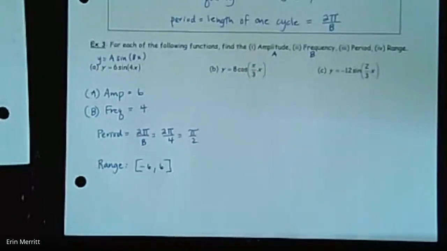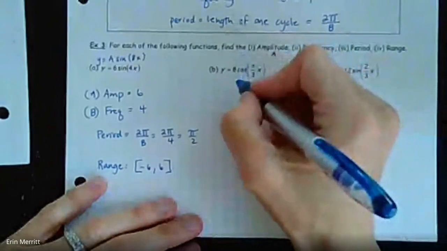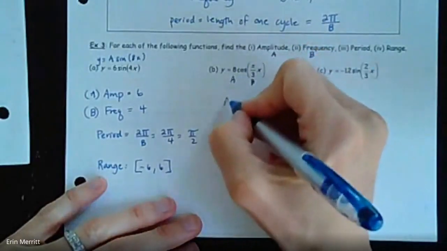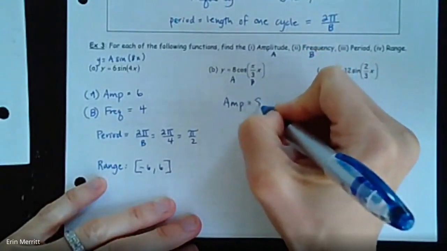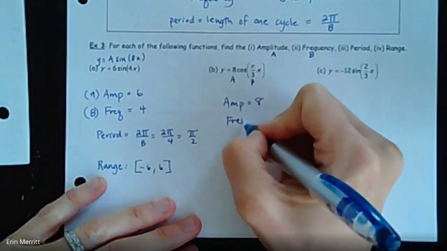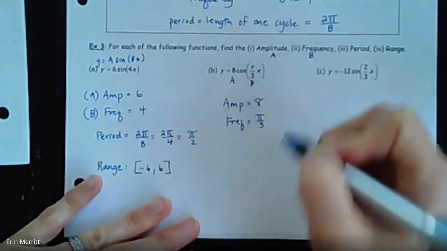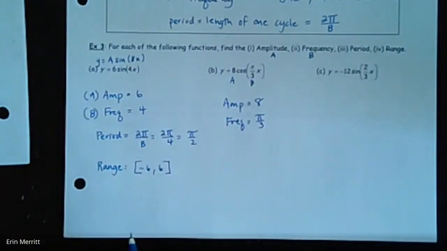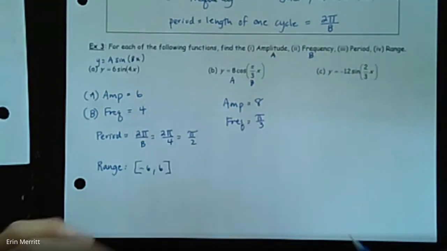I said we were going to do one. I fibbed. We're going to do part B because this one's different enough that I want to look at it. But let's do the first part quickly. Here's A. Here's B. So the amplitude, 8. The frequency is pi over 3. Now, I know that sounds weird, but pi over 3 is a little bit more than 1 because 3.14 divided by 3. So they're saying you'd see a little more than 1 cycle from 0 to 2 pi. That's what that actually means.